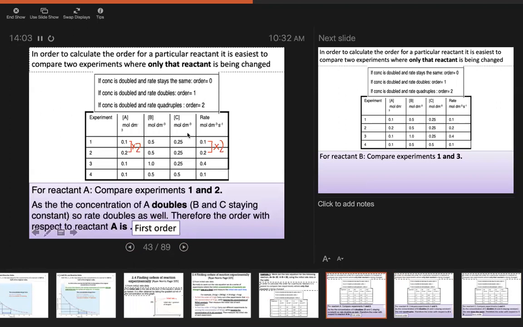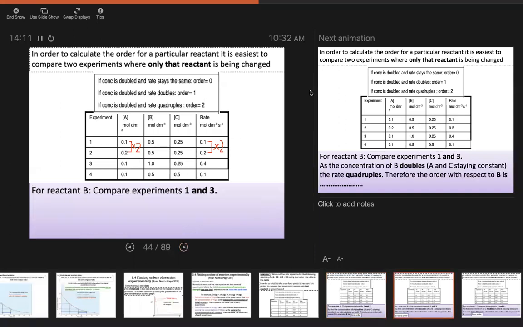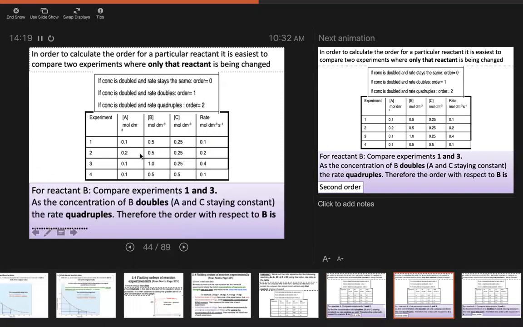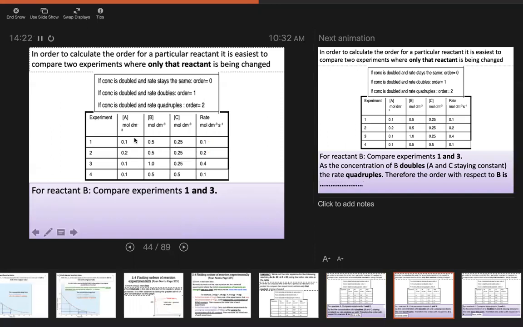Okay, so please make sure you copy down this working on the table. Next we're going to study reactant B. If you look at these different experiments, the best ones to look at are experiment 1 and 3. Why? Because for experiment 1 and 3, the concentration of A stays the same and the concentration of C stays the same. So this enables us to study the effect of concentration B only.